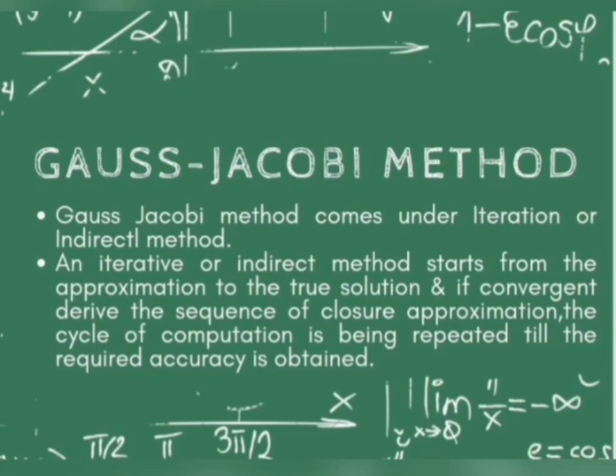An iterative or indirect method starts from an approximation to the true solution, and if convergent, derives a sequence of closer approximations. The cycle of computation is repeated till the required accuracy is obtained.